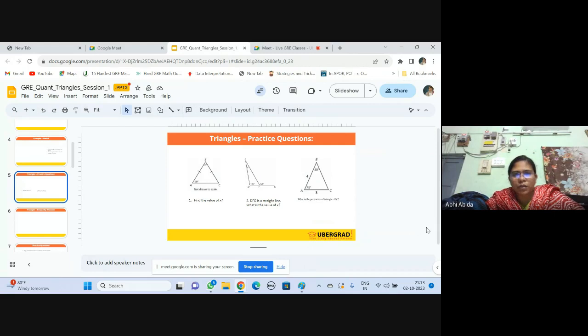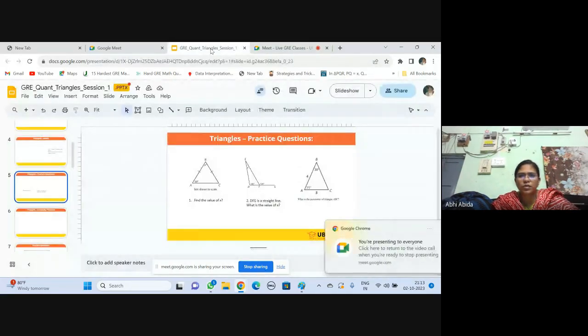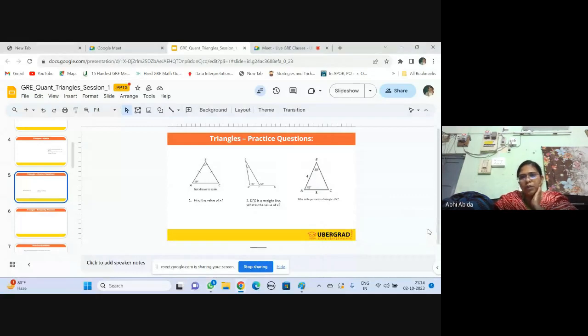DFG is a straight line. What is the value of x? So we need to find out the value of x here. So I have given you a property of the triangles. While explaining the properties of the triangle, I have told you the exterior angle property.